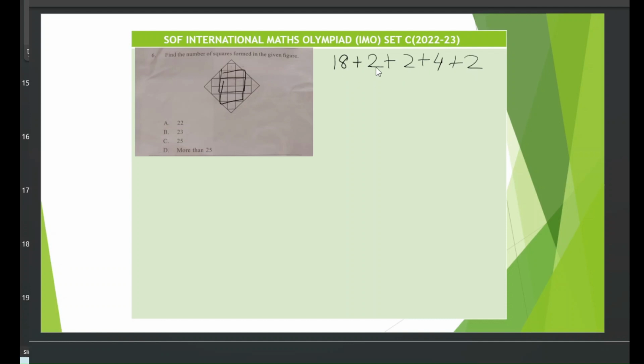So 18 plus 2 is 20, 20 plus 2 is 22, 22 plus 4 is 26, 26 plus 2 is 28. So more than 25. Option D will be correct. There may be more squares, but I'm not going to check because option D is the correct option. I don't need to know if there are any more squares in this particular figure. Okay, so let's move to the next question.